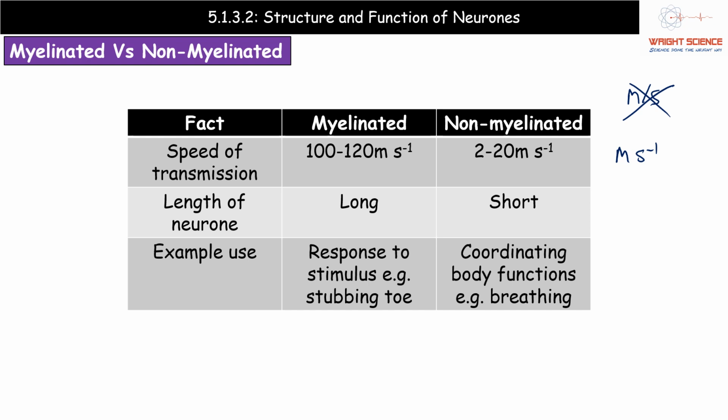So anything that requires a very rapid response is probably going to be a myelinated neuron, because they've got the faster speed of transmission, because with that myelin sheath, it's going to have the action potential jumping from one node of Ranvier to the next. Non-myelinated neurons have a slower speed of transmission, for coordinating those body functions where speed is not of the essence.